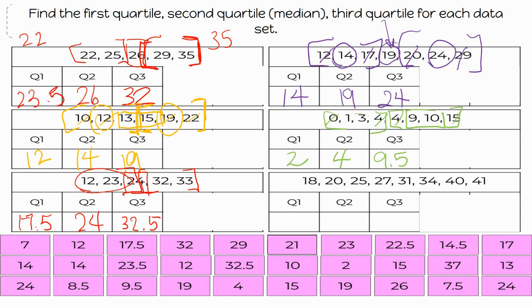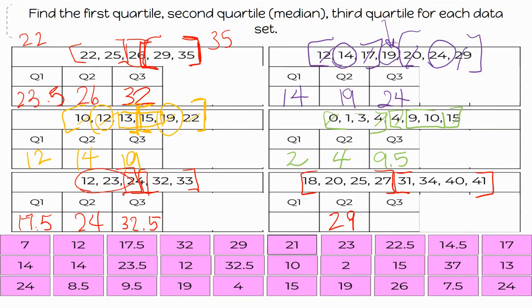Last but not least, we have 18. Yep, looks good. So I have 1, 2, 3, 4, 5, 6, 7, 8 again. So that means upper 4, lower 4. Q2 is between 27 and 31. If you add those together, you get 58, which is going to give me 29 when I divide that by 2. That's my Q2. Then I need the middle number.